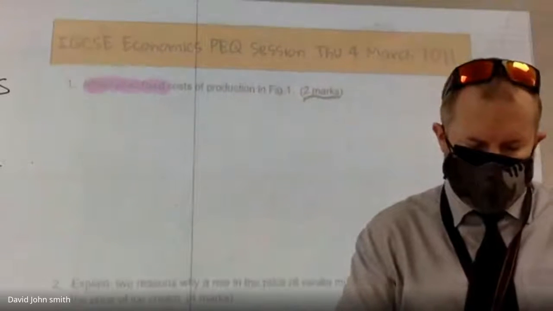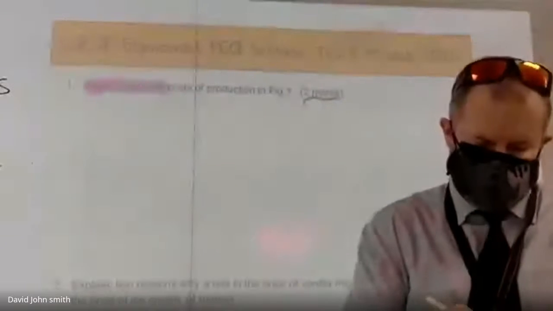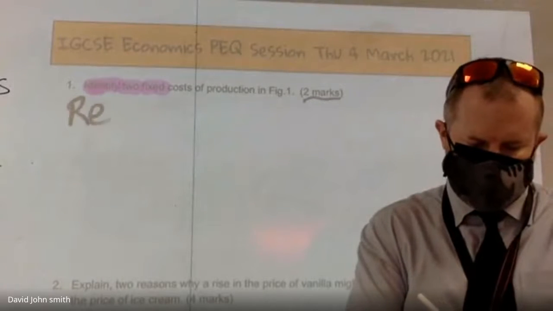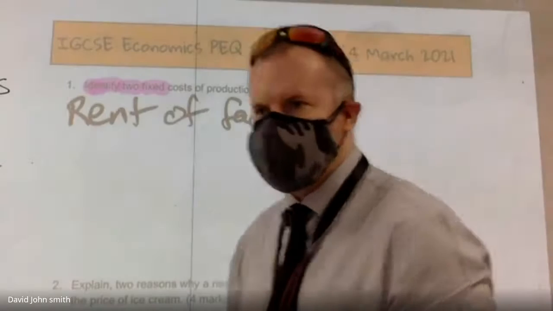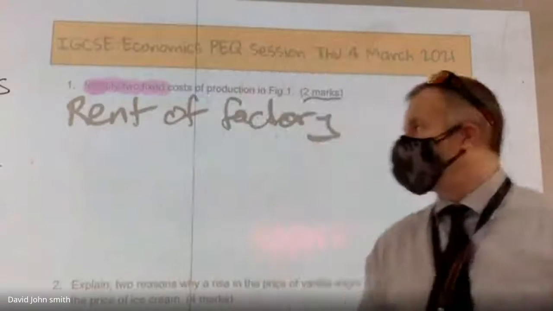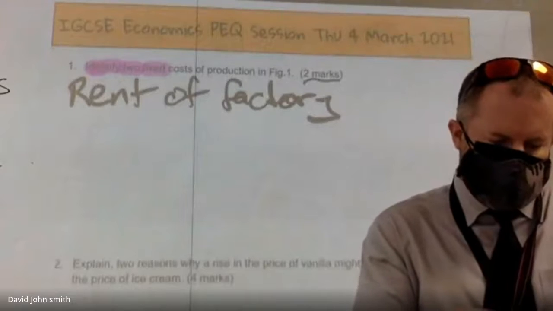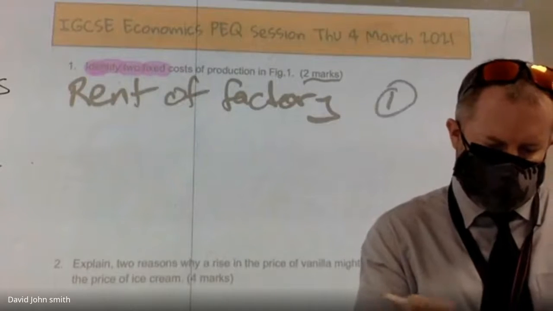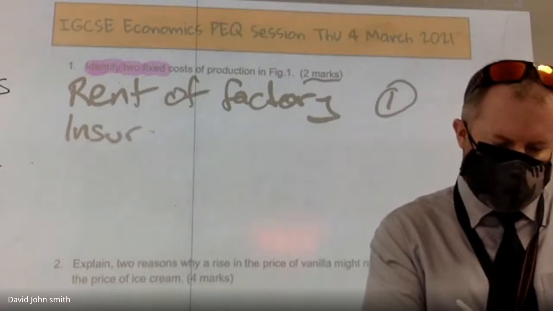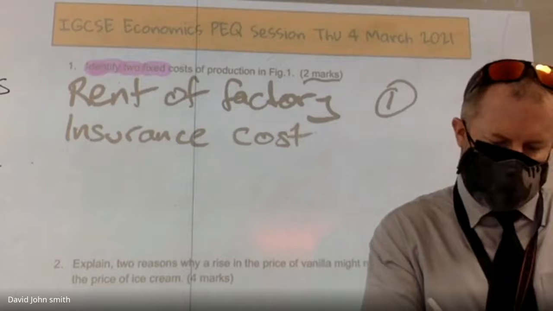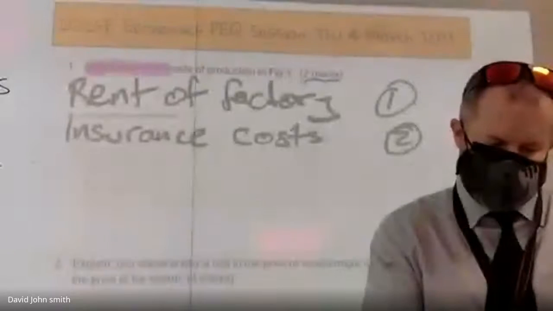If they're fixed costs of production, we know that they don't change regardless of the level of output. So the one that I would have put in first quite probably would be rent, maybe rent of factory, to be a bit clearer. It tends to be a first basic all-encompassing fixed cost. So that would give you potentially 1 mark. Then if we think about a second one, maybe insurance costs. So quite literally all we've done is just state what they are.